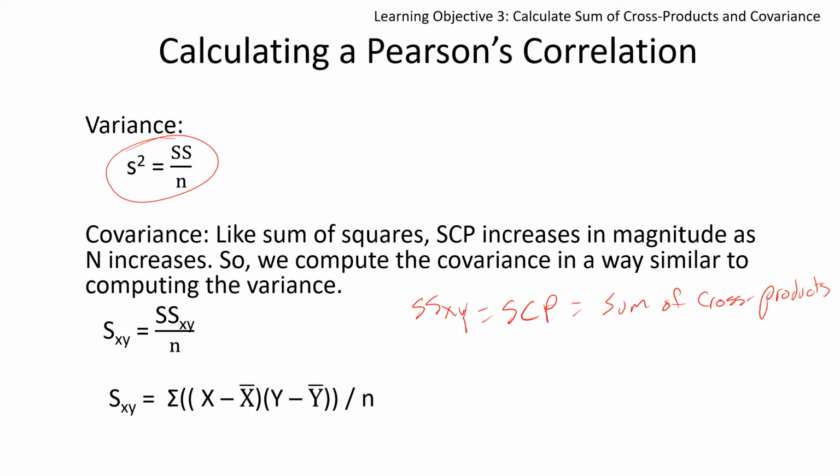So the sum of cross products divided by n gets our covariance. Our covariance is equal to SXY. Note the XY down there. So SXY is covariance.